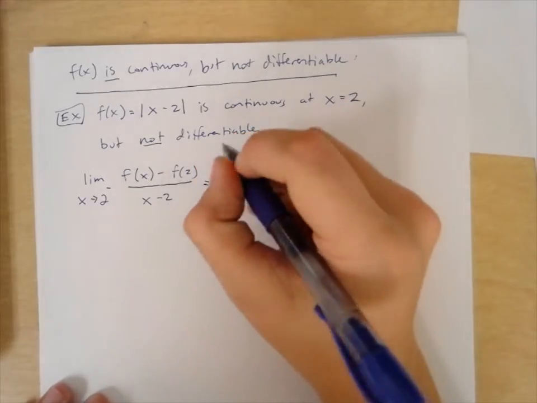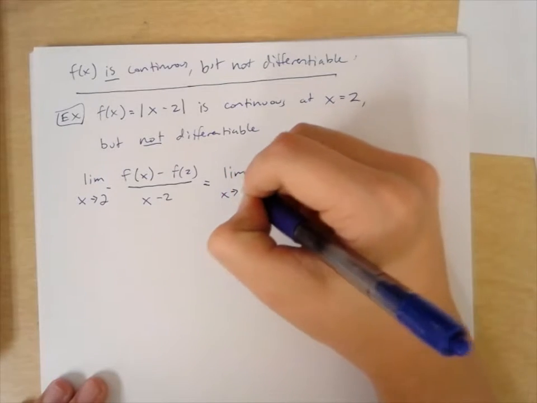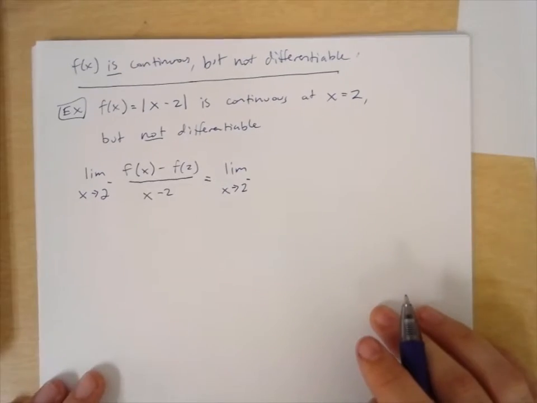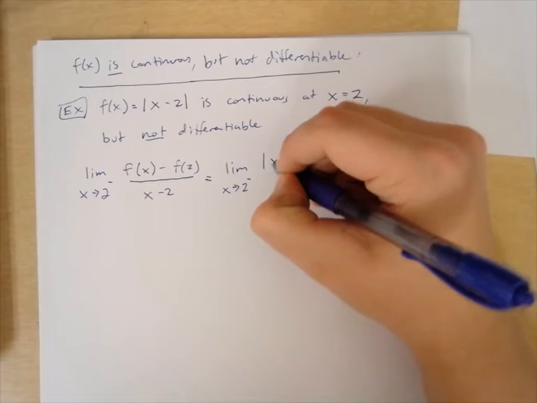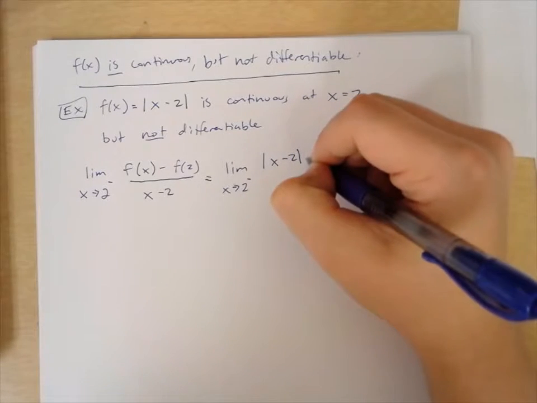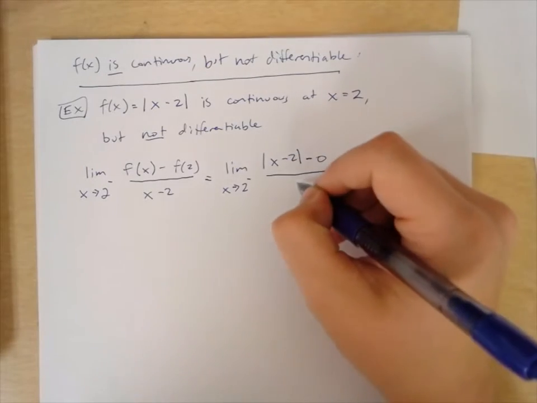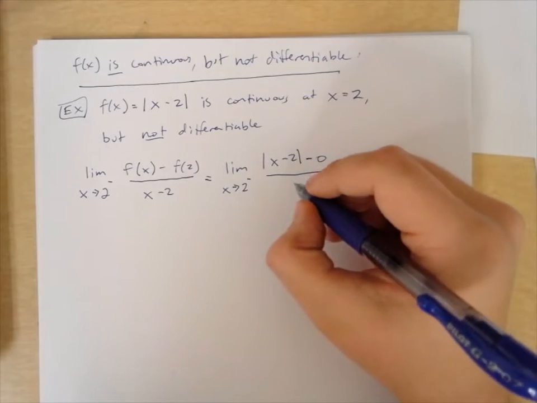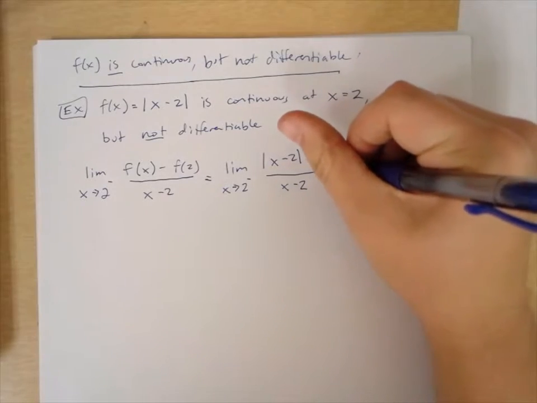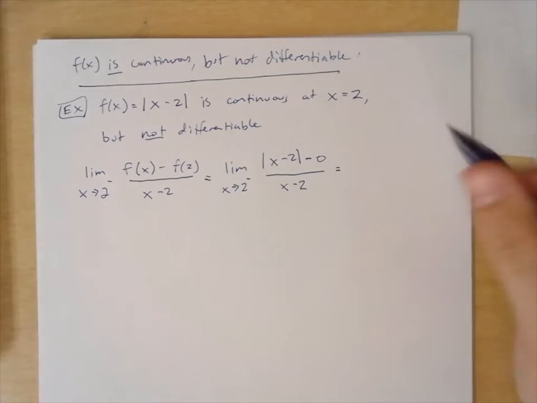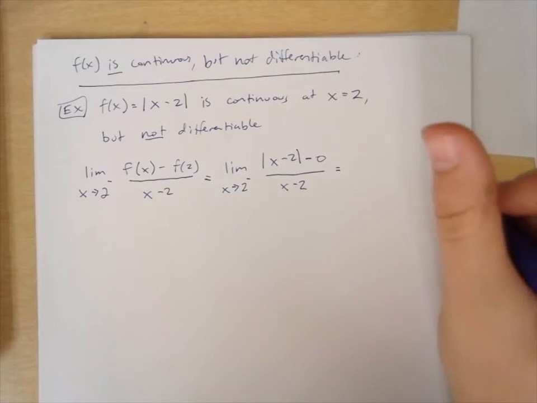we can substitute in some values there, and we can say that this is the limit as x approaches 2, again from the left, of the absolute value of x minus 2, and then we would say minus 0, and then we would say of x minus 2 on the bottom. And we could say this whole thing would be equal to -1.